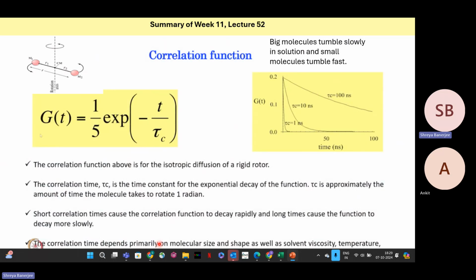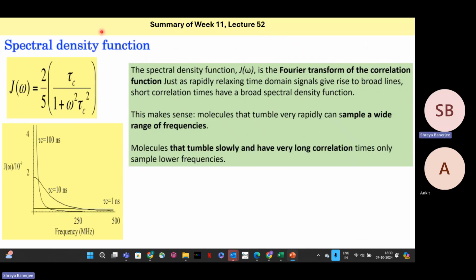The correlation time depends primarily on molecular size and shape, which we just talked about: big molecules will have large correlation times and small molecules will have small correlation times, as well as on solvent viscosity, temperature and other conditions. So basically, this will define how the dynamics of a big or small molecule occur and how fast that decays with time.